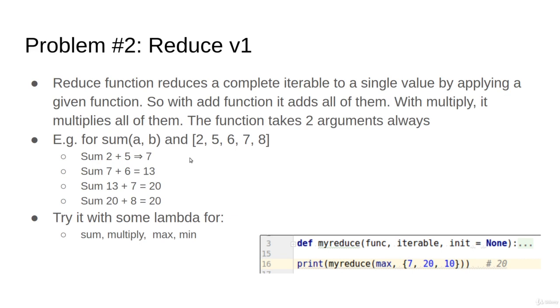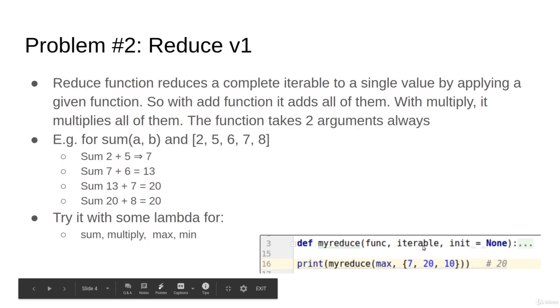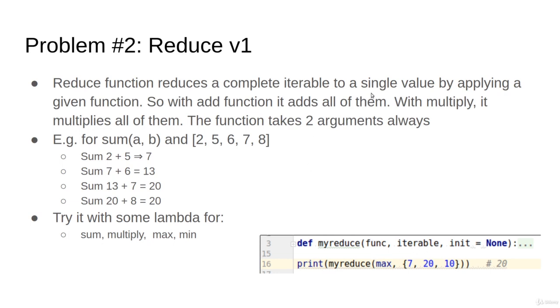So here is how the reduction happens in an iterative way. 2 plus 5 is 7. 7 plus 6 is 13. So 13 plus 7 is 20. 20 plus 8 is 28. And so on. So it takes a single list or whatever iterable, and it takes a function, and reduces all of them to a single value. That's it.